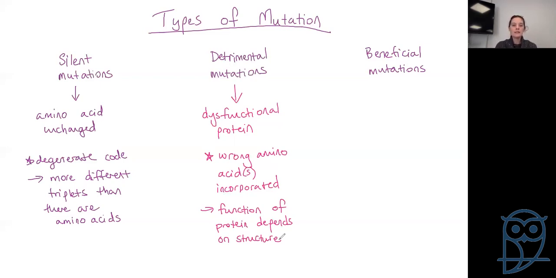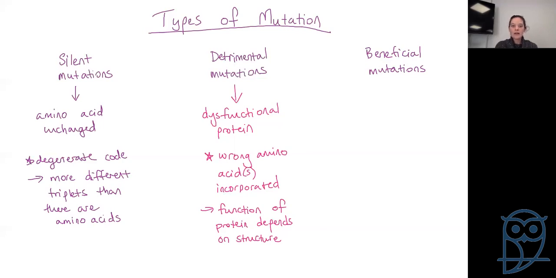So in some cases, this can lead to death of the organism even, if it's so dysfunctional that it's not going to actually work. And there's all sorts of interesting levels of things that can go on here. And some genetic diseases are examples of things like this. So if this is the sort of thing that intrigues you, go and look it up. Get yourself some more context into it.